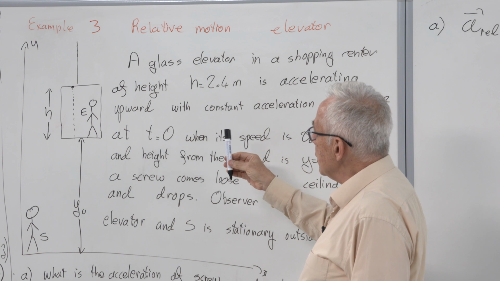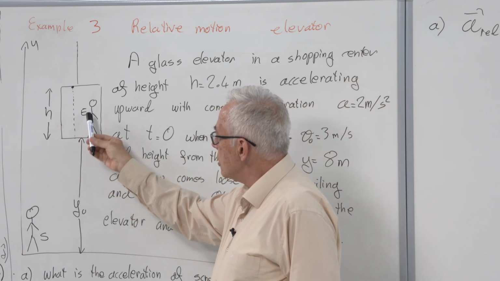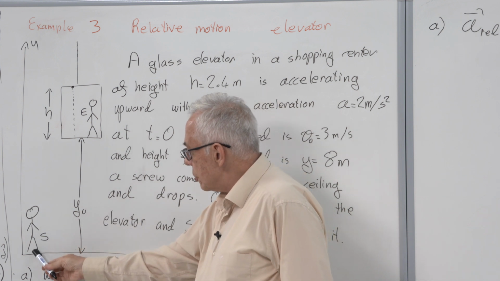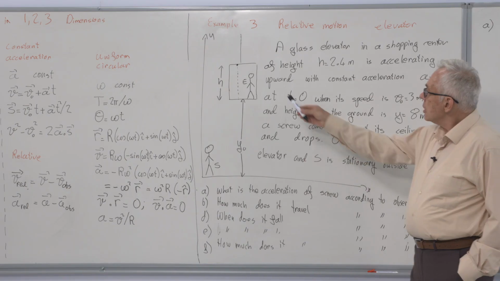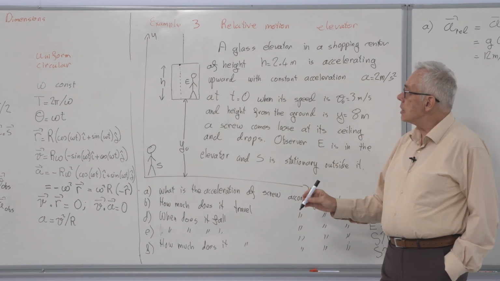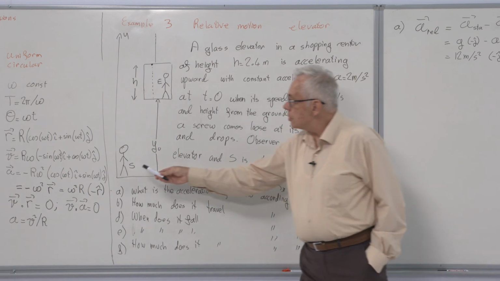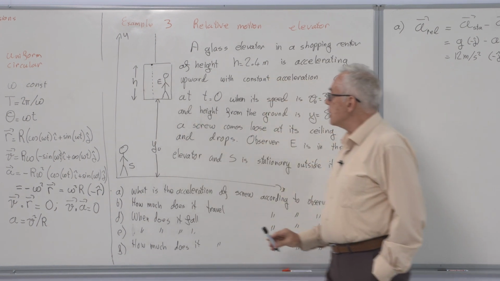We are going to deal with an elevator. There is an observer inside the elevator, observer E, and a stationary observer S. The elevator is one of those glass-sided elevators that you find in shopping centers, so that both observers are seeing what's going on.